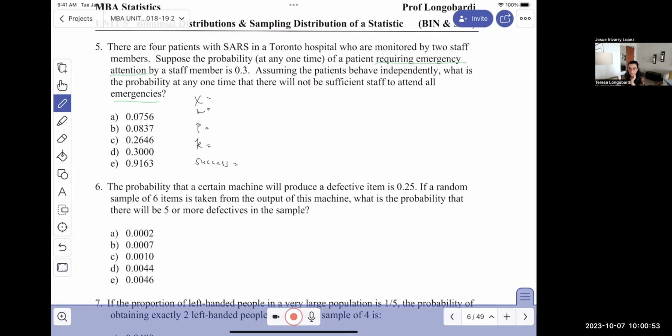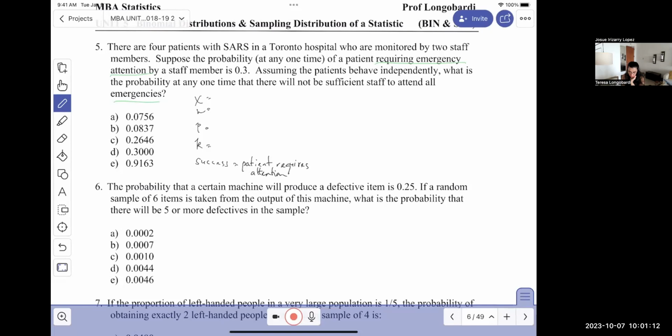Patient requires attention. Exactly. The patient requires attention, emergency attention. Or another thing is just to say there's an emergency.